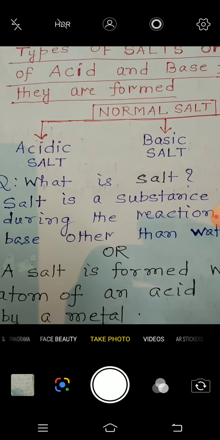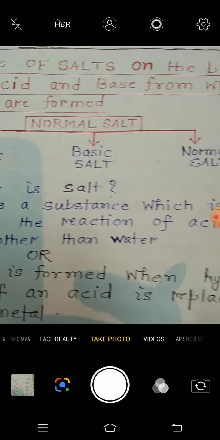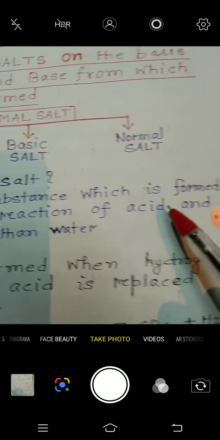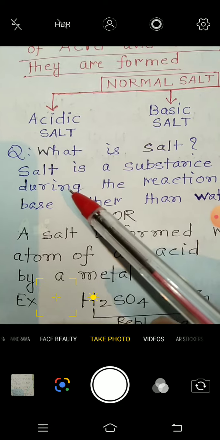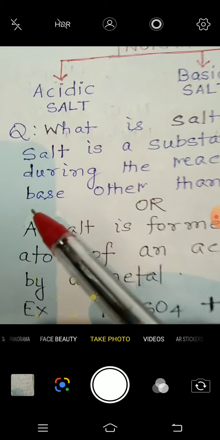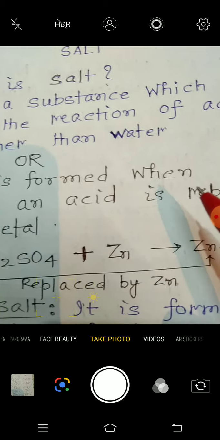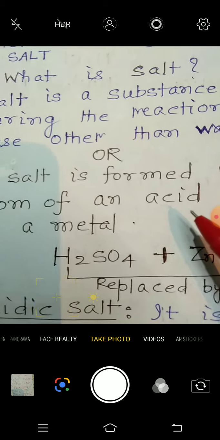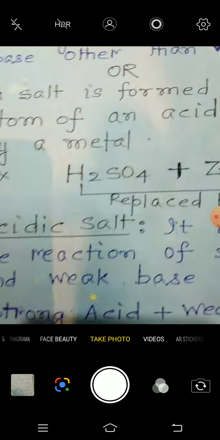First of all, what is salt? Salt is a substance which is formed during the reaction of acid and base other than water, or a salt is formed when the hydrogen atom of an acid is replaced by a metal in the formula of acid.